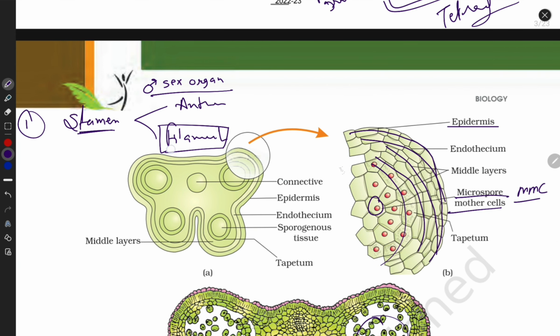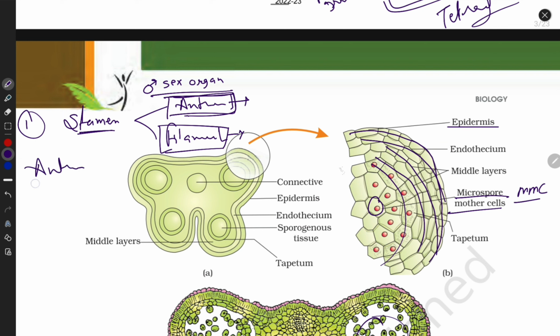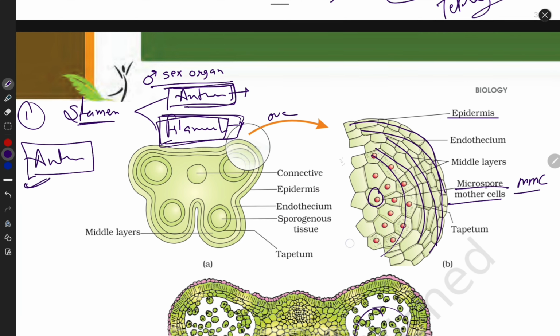Guys, this part does not take participation in reproduction. Yeah, this part participates in reproduction. So you can write this thing, participation in reproduction. Which part? Anther. They take participation in reproduction. Now, what do you say about anther? Let's begin with anther. Alright, now let's discuss anther.